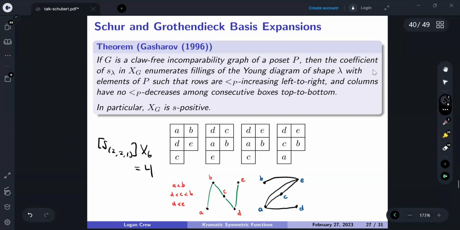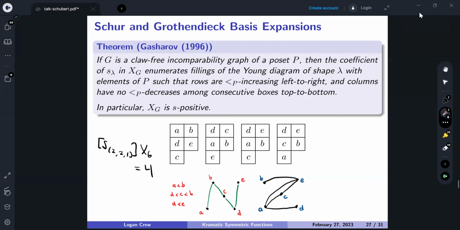Because these are the 4 ways we can fill a diagram of shape 221 with elements of the poset in a way that satisfies these conditions. So looking at this poset over here, for example, A is strictly less than B, D is strictly less than E, A and D are incomparable, D is less than C, that's fine, B and E are incomparable, that's perfectly fine. And you can check that each of these 4 satisfy it, and unless I miscounted, which is quite possible, I think these are the only 4 that satisfy this condition for this poset.